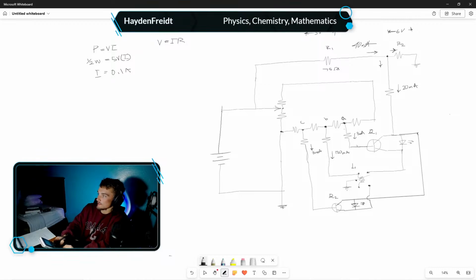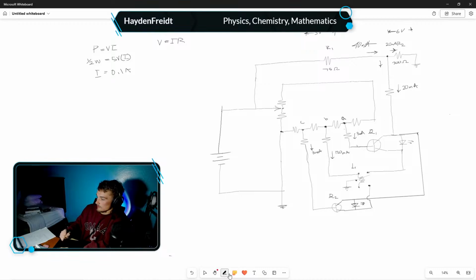Okay, and then 6 divided by 0.02 is going to be 300 ohms. And so at 300 ohms with a 6 volt drop, we're going to have 20 milliamps running here. I guess I already drew an arrow. Then that will leave us with another 20 milliamps at our disposal.